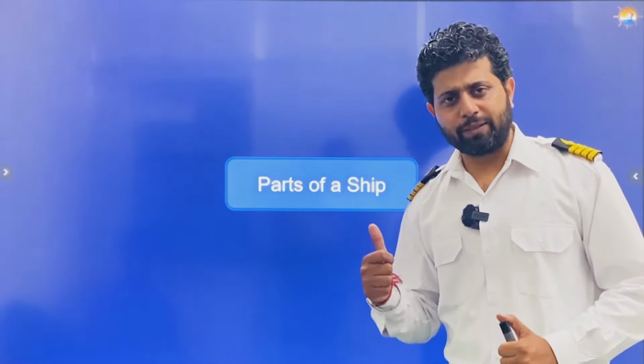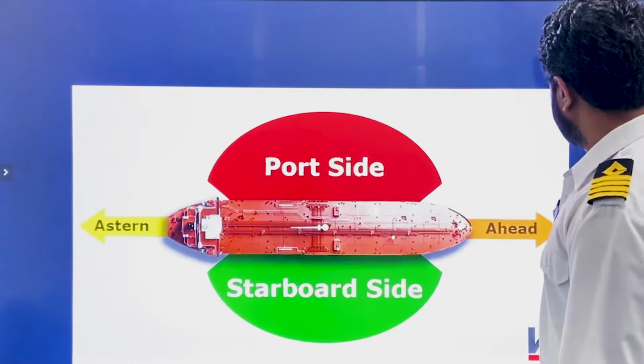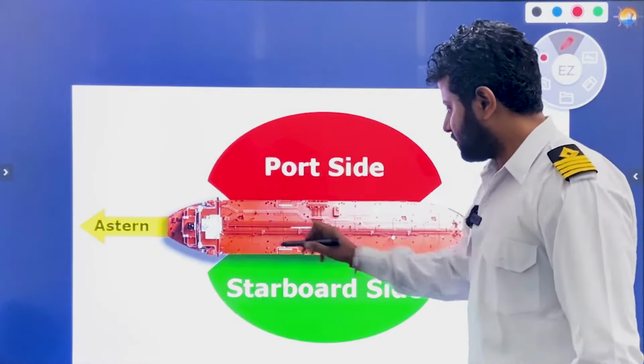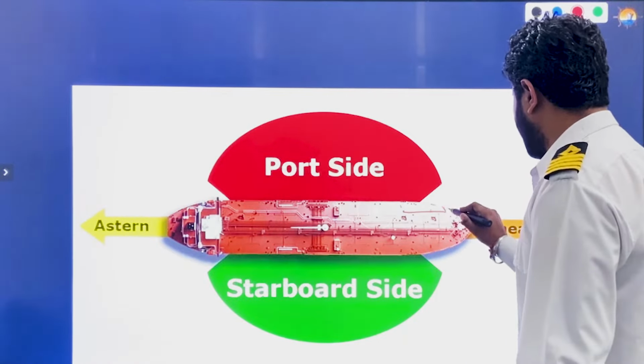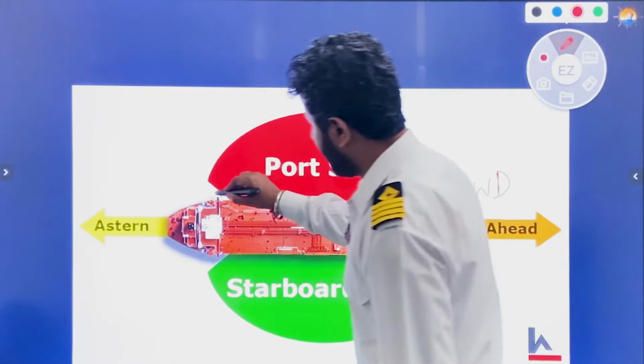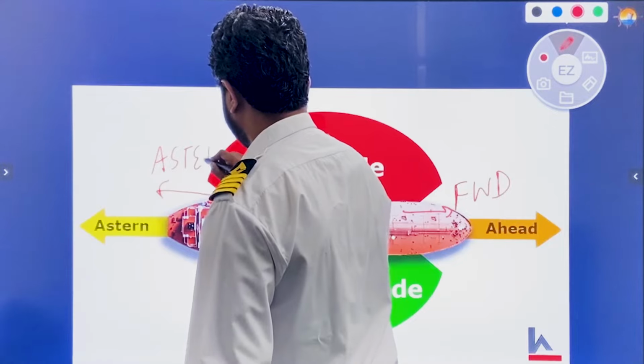For beginners, this video is very important, called Parts of Ship. Let's just start. So, this is your ship. This is the forward part of the ship. This is the astern part of the ship. Piche wale part ko kehte hai, astern part of the ship.